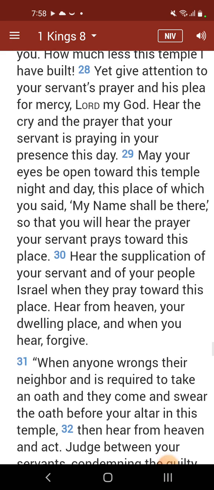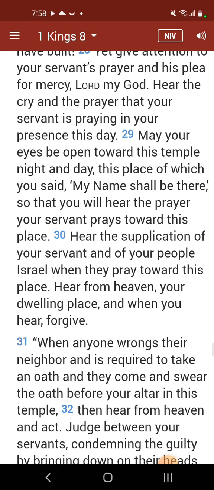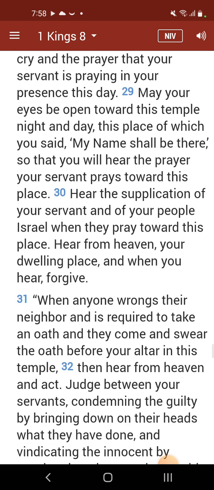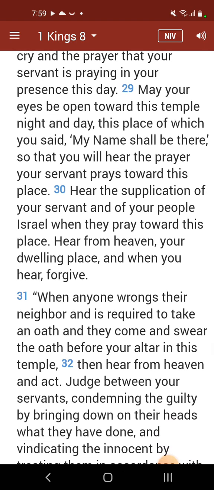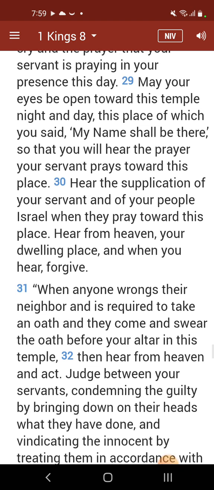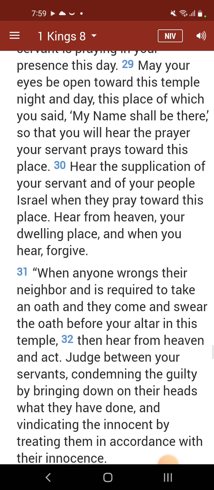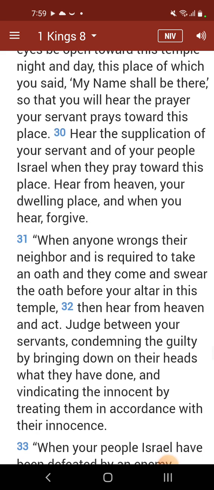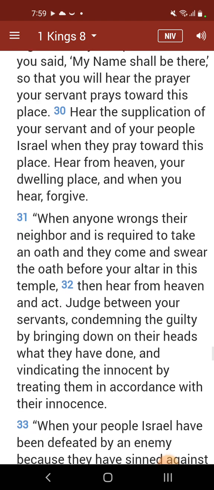May your eyes be open toward this temple night and day, this place of which you said, 'My name shall be there,' so that you will hear the prayer your servant prays toward this place. Hear the supplication of your servant and of your people Israel when they pray toward this place. Hear from heaven your dwelling place, and when you hear, forgive.